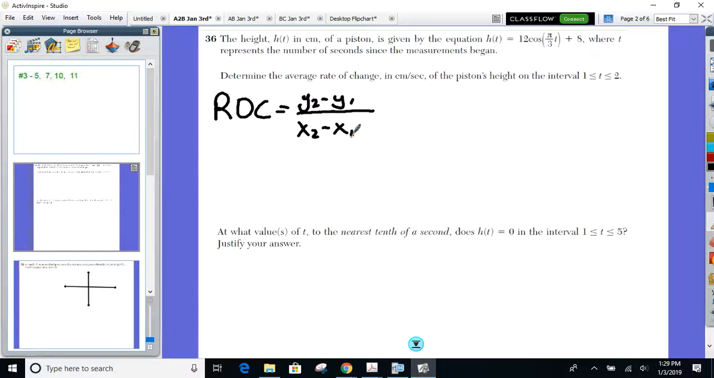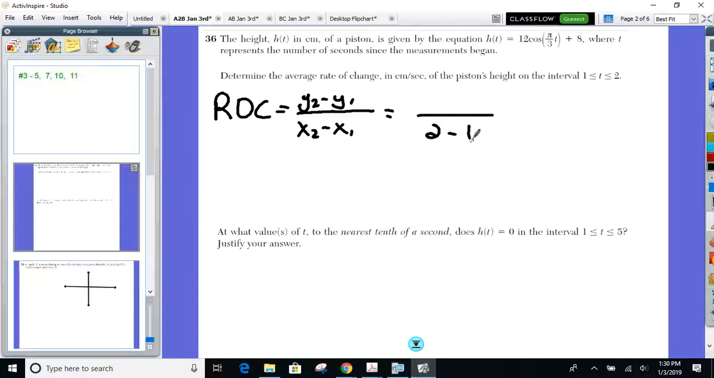Every test I have seen, if they're going to ask a rate of change problem, they will provide the x values for you. In this case, my x values are 1 and 2. Everyone see that? They provide it. I know it says t, but it's an x. All right, 1 and 2. So at the bottom, 2 minus 1.